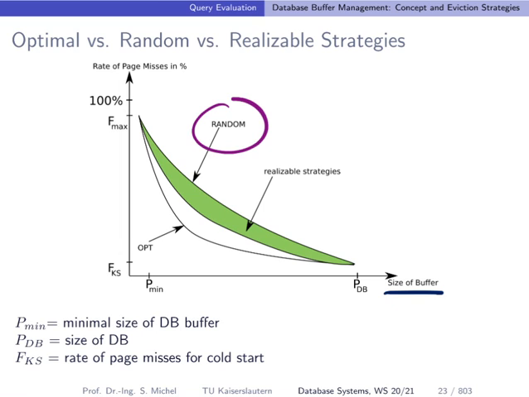Then you see here the optimal strategy. If you have what we call an oracle that could look into the future, and you know exactly which pages will be accessed in the future, then you can come up with an optimal strategy which keeps those pages which are useful for the future. This cannot be realized because we cannot look into the future, right? So this is only the theoretic optimum if you have access to some future workload. But we don't have this.